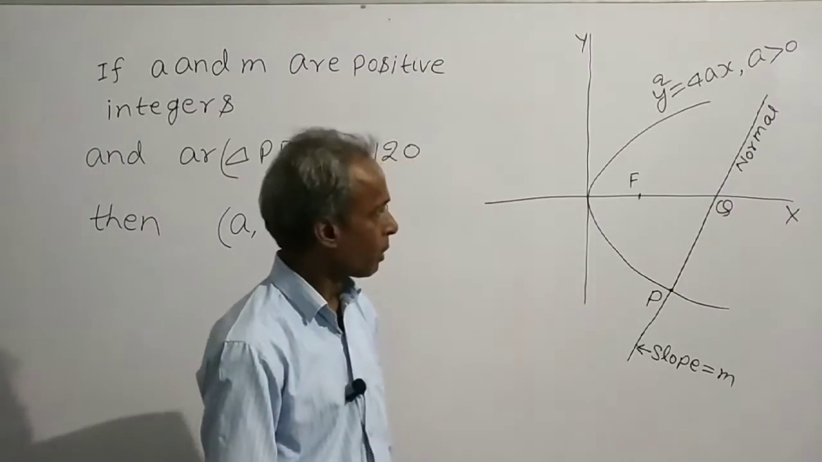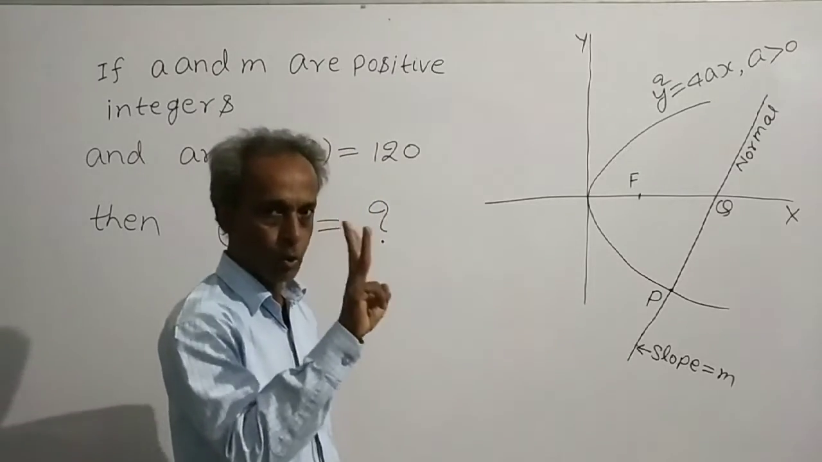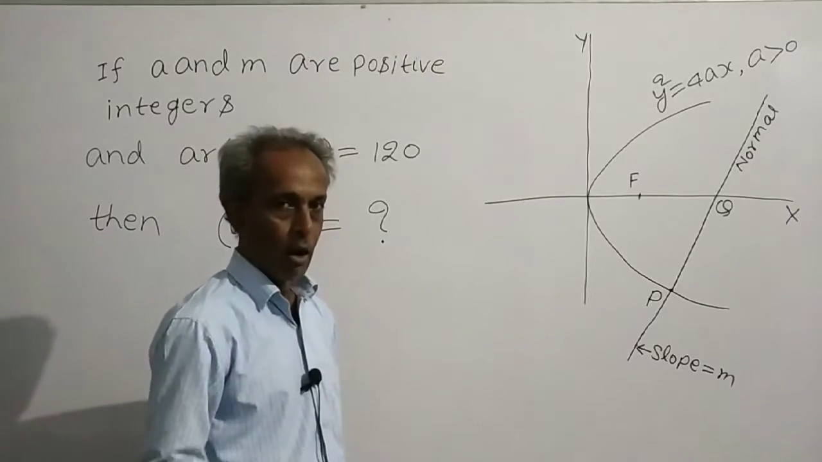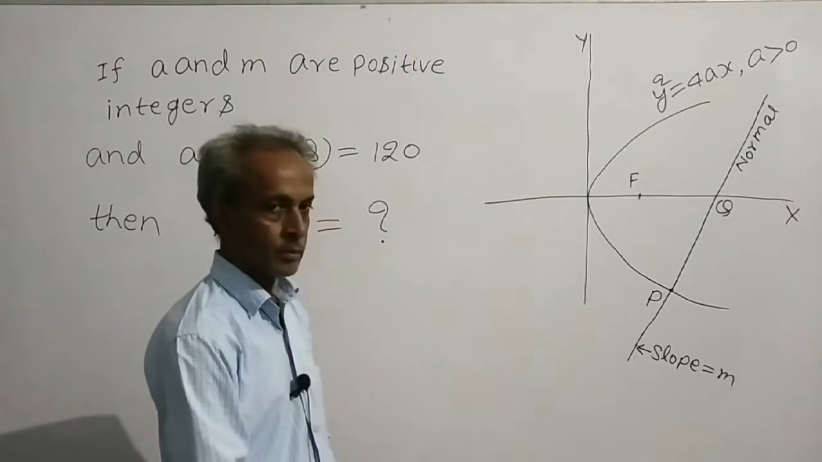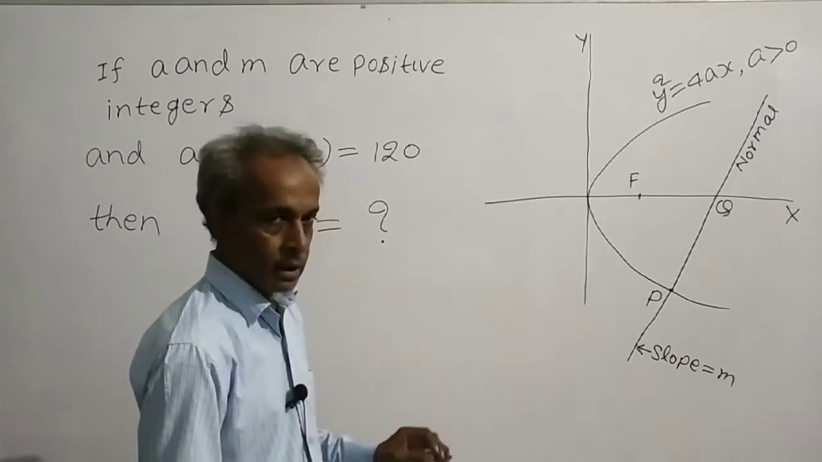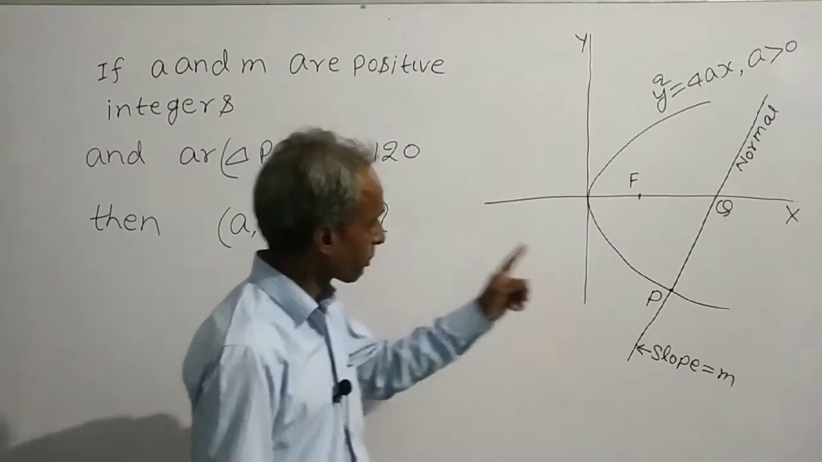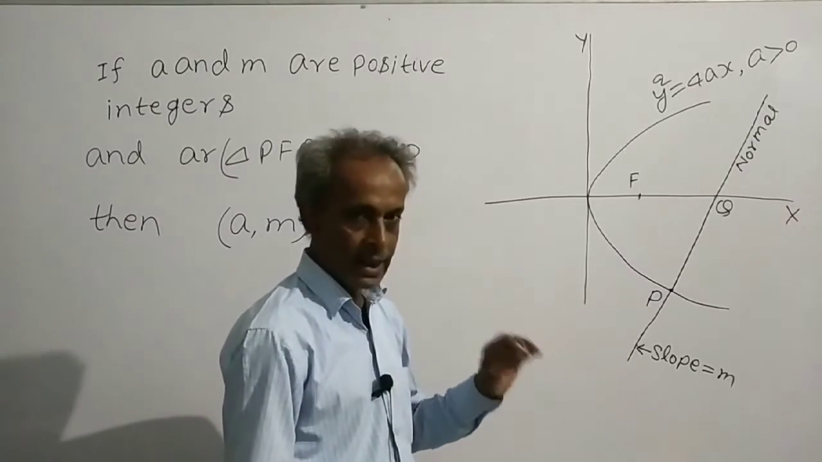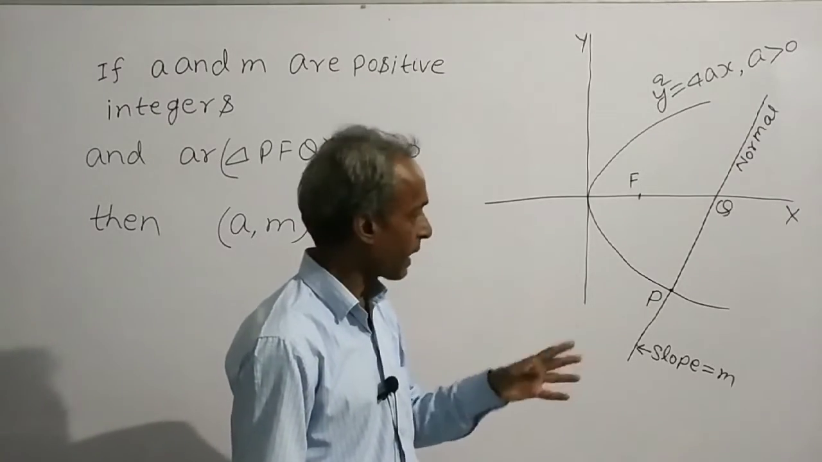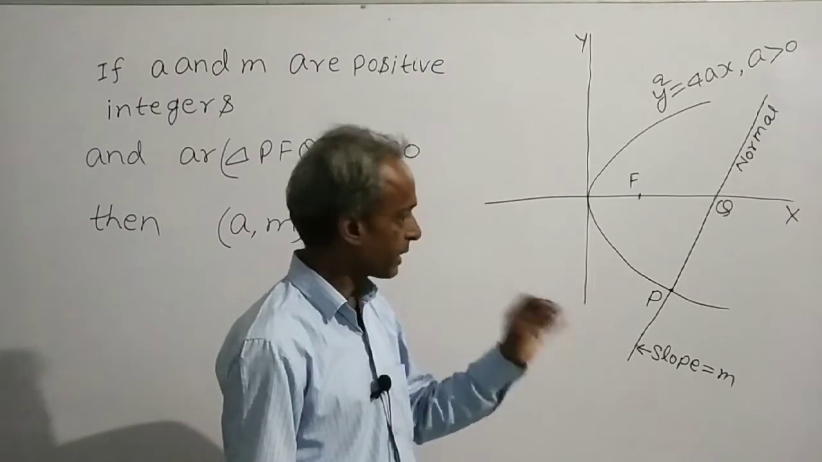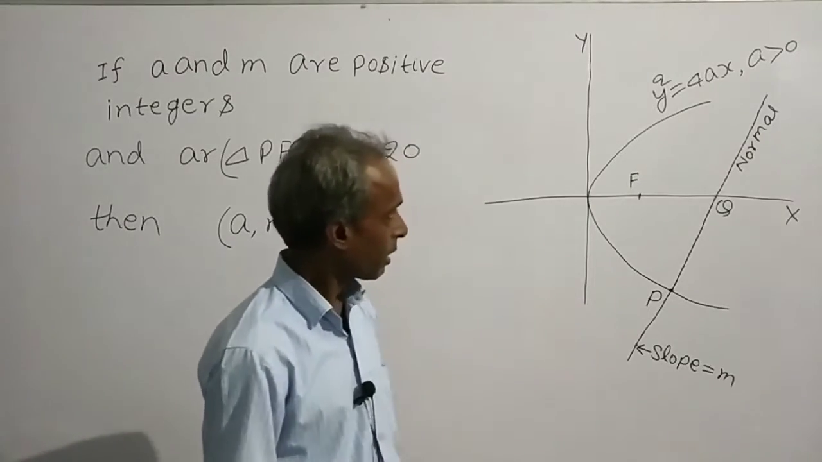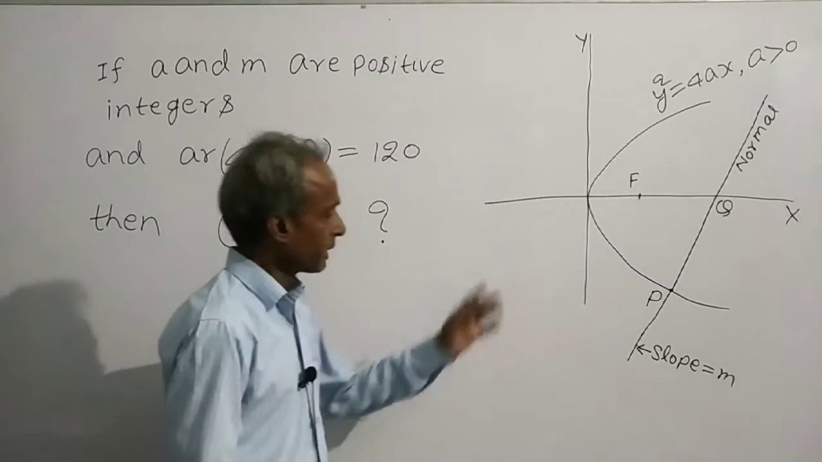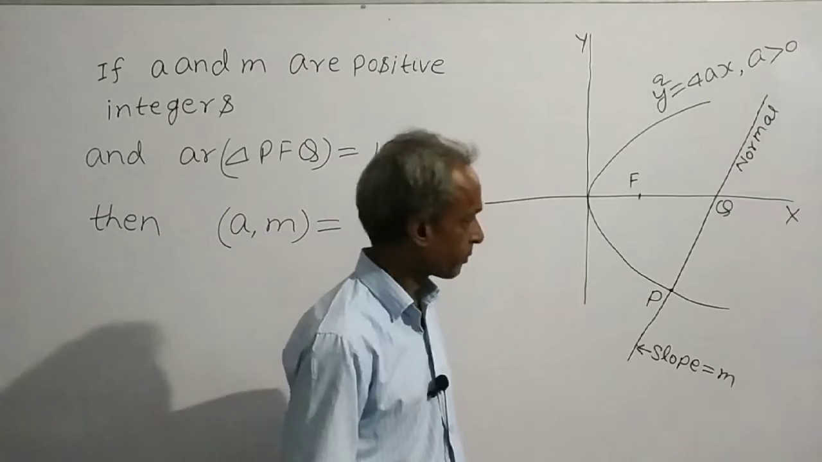If you know only three formulas of coordinate geometry, you can solve this problem that was asked in the IIT JEE Advanced 2023 exam, paper 1, question number 7. This question is very easy.